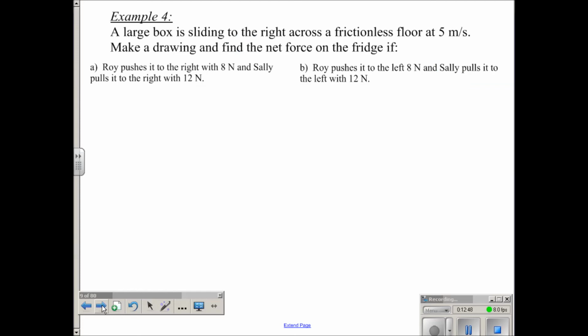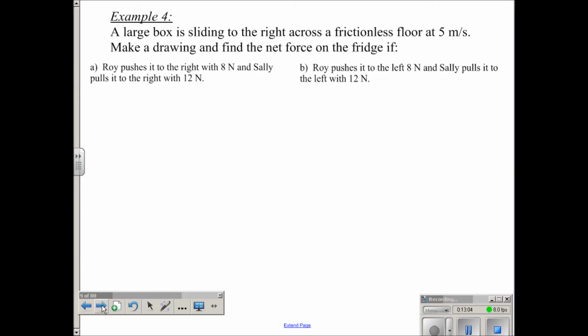Example 4. A large box is sliding to the right across a frictionless floor at 5 meters a second. We're going to, again, make a drawing and find the net force on the fridge in each of these two situations. So in A, Roy is pushing it to the right with 8 newtons, and Sally's pulling it to the right with 12 newtons. Okay?